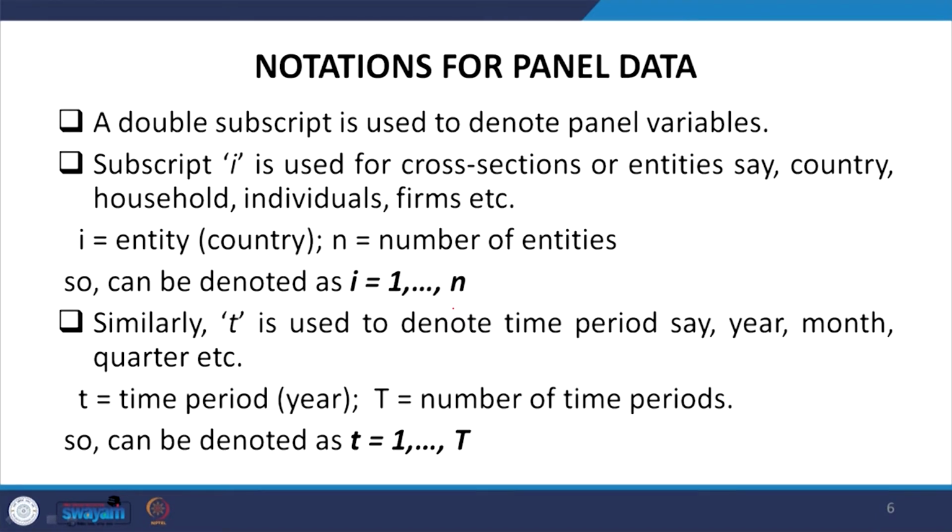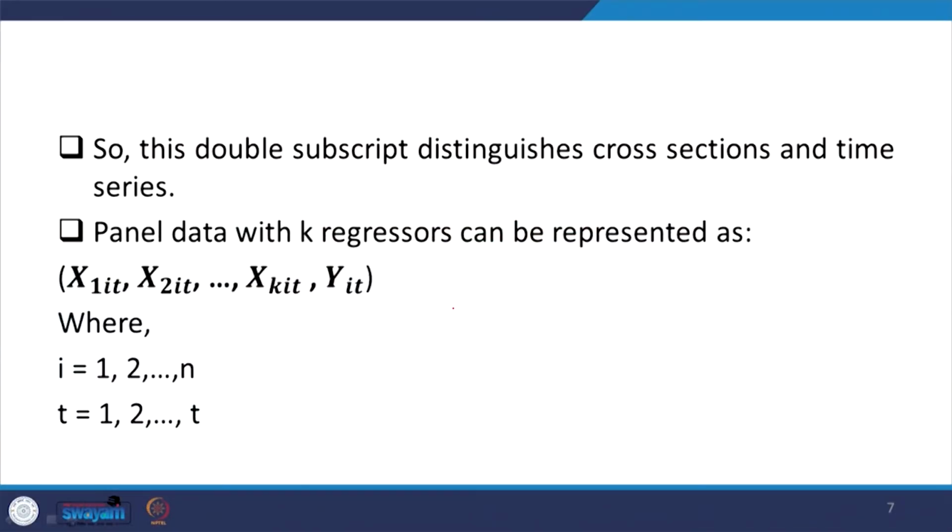Now, similarly t denotes the time period, like year, month, quarter, whatever, but small t we are counting for the time period specifically, and capital T is identifying the number of time periods in total. Okay. So, it spans from 1 to capital T. Now, coming to the discussion of double subscripts, once again this distinguishes cross section and time series data. Okay. It is an amalgamation usually.